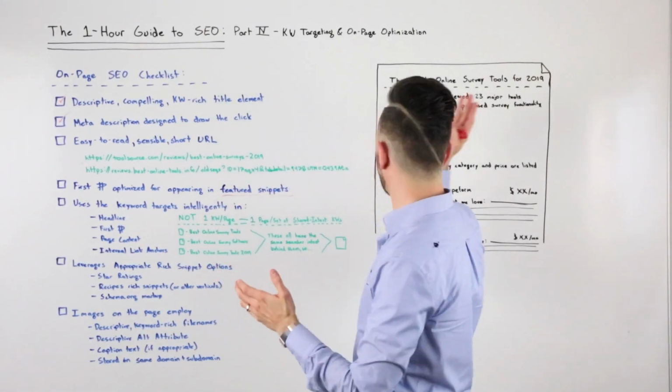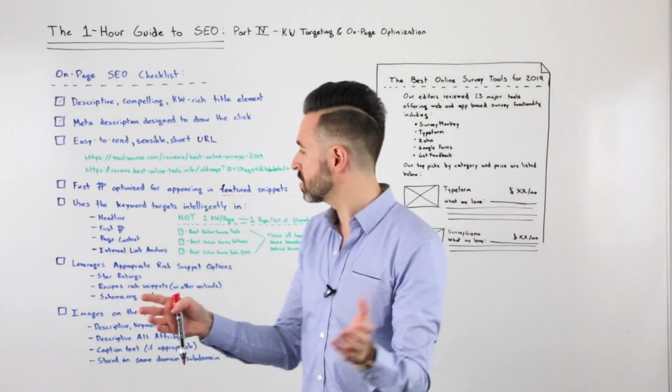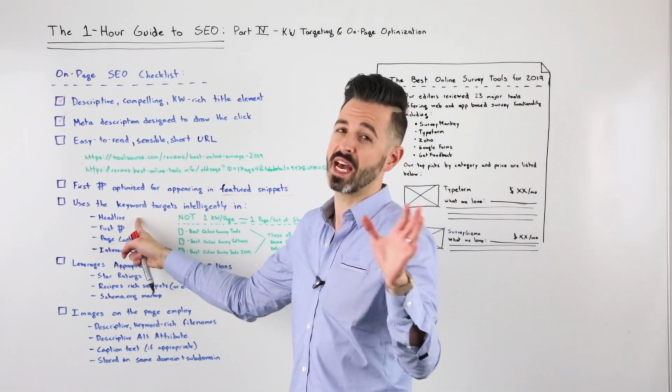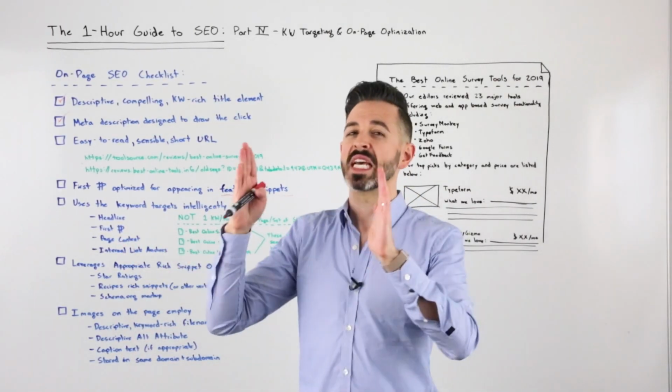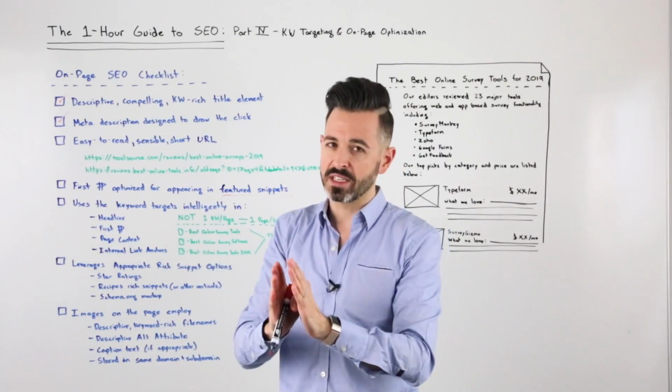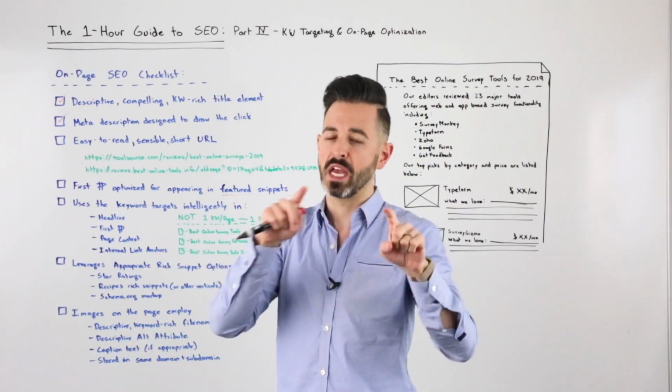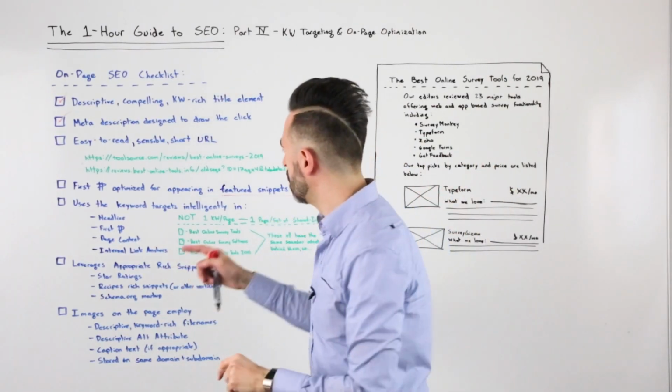So if I'm trying to rank for best online survey tools, right, I would try and use that in my headline. Generally speaking, I like to have the headline and the title of the piece nearly the same or exactly the same, so that when someone clicks on that title, they get the same headline on the page and they don't get this cognitive dissonance between the two.